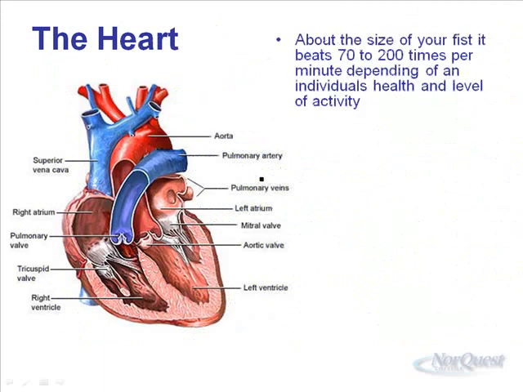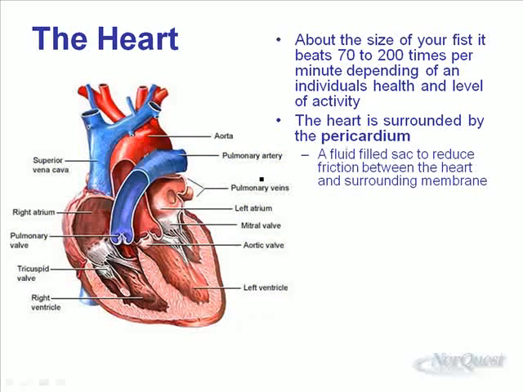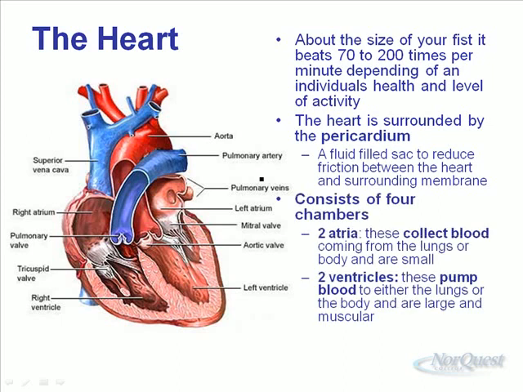Here's a picture of the heart. It's about the size of your fist. It beats between 70 to 200 times per minute, depending on an individual's level of health and activity. The heart is surrounded by a sac called the pericardium. It's a fluid-filled sac that reduces friction between the heart and surrounding membranes. Kind of the same idea as the pleural cavity or the pleural membranes. They reduced friction between the lungs and the surrounding chest cavity. So same sort of idea.